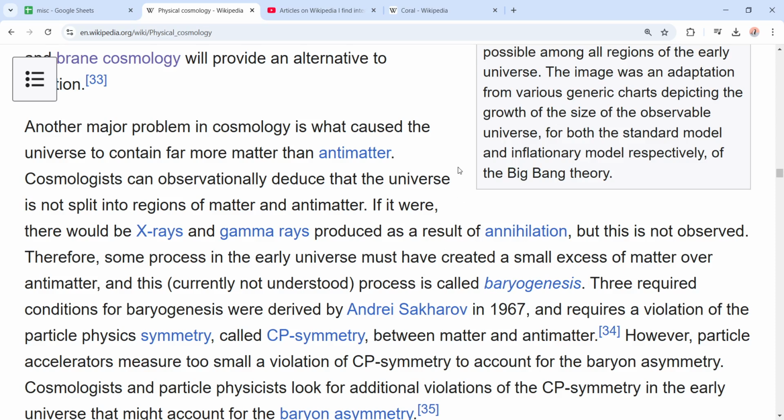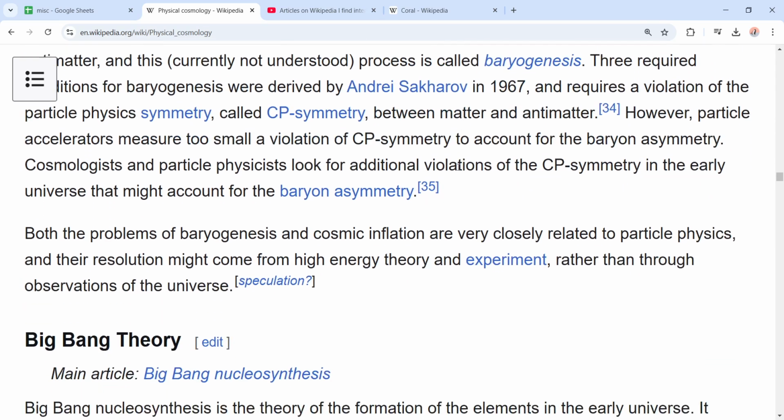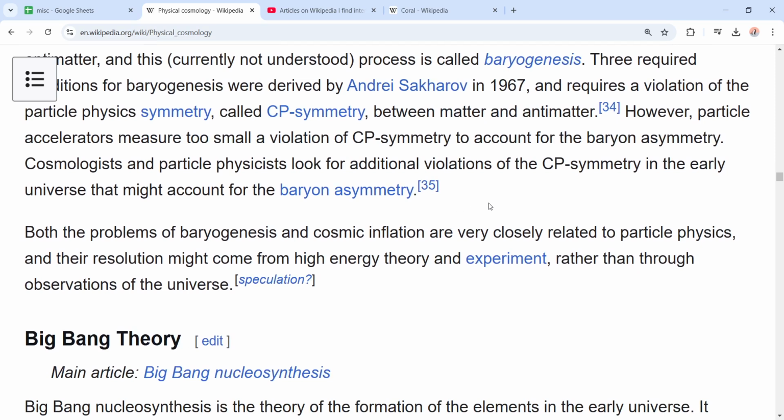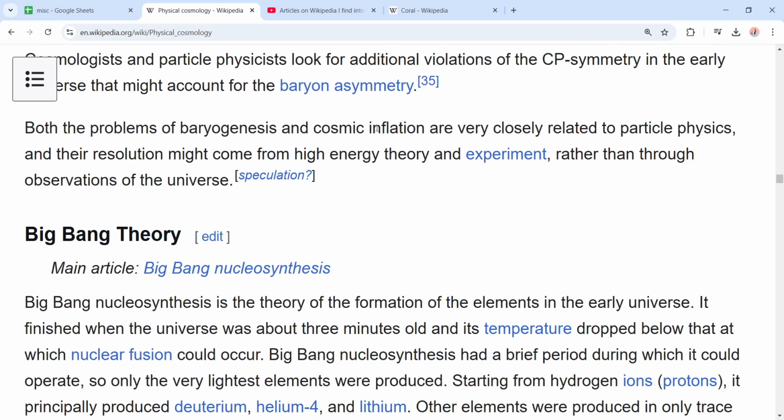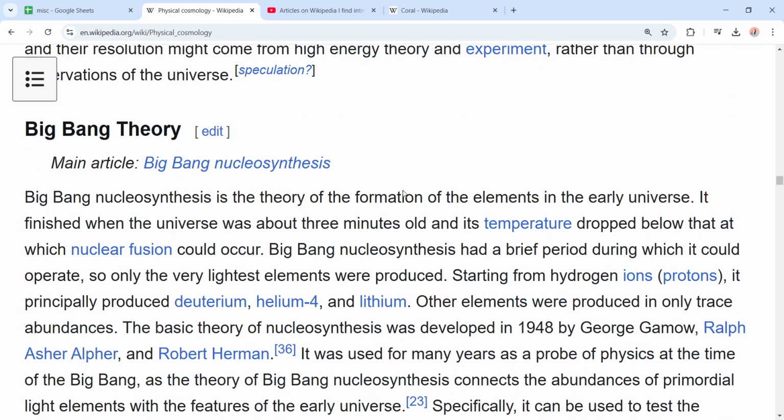Three required conditions for baryogenesis were derived by Andrei Sakharov in 1967, and they require a violation of the particle physics symmetry called CP symmetry between matter and antimatter. However, particle accelerators measure too small a violation of CP symmetry to account for the baryon asymmetry. Cosmologists and particle physicists look for additional violations of the CP symmetry in the early universe that might account for the baryon asymmetry. Both the problems of baryogenesis and cosmic inflation are very closely related to particle physics, and their resolution might come from high energy theory and experiment, rather than through observations of the universe.